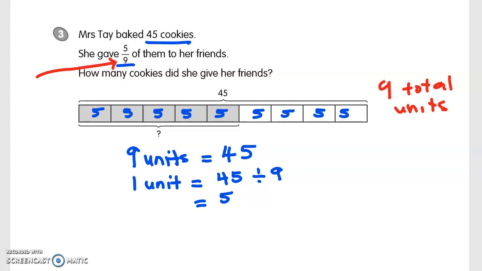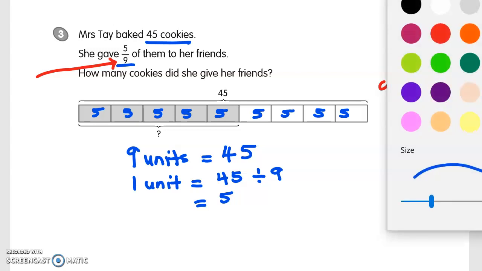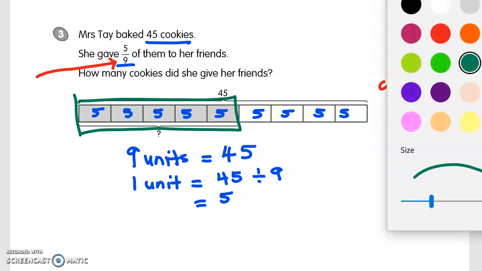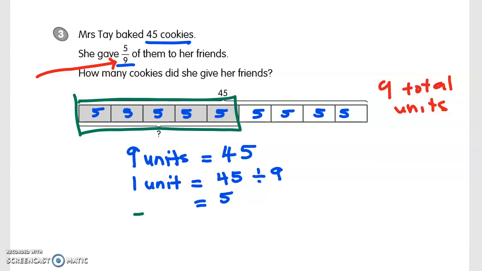But what you really want to find out is how many cookies she gave away, which is 5 out of 9 of the units here. So we can write down here, 5 units is 5 times 5. That is 25. So that's our final answer.